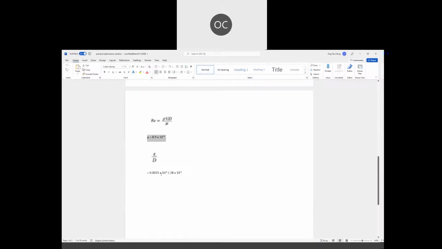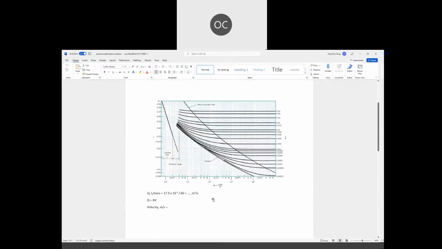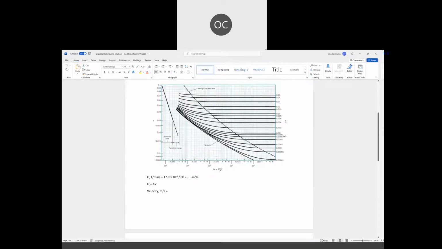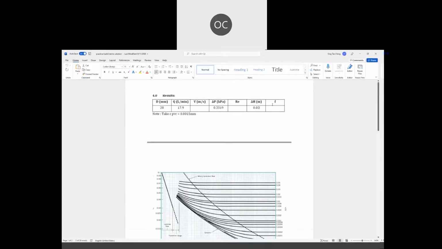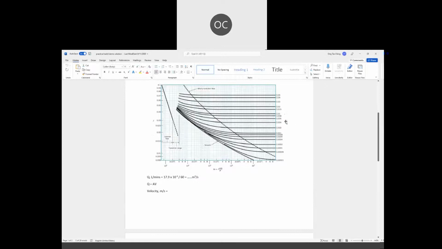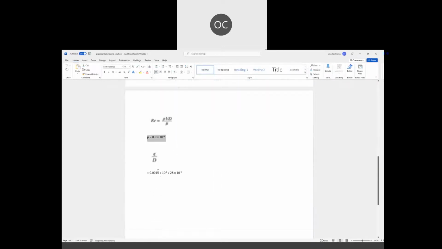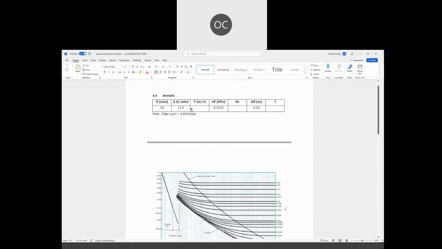The last one will be based on the E over D value. This will be the ratio for the pipeline, which we try to obtain so that you can put it in here. What value can you put in from here? The calculation will be like this. The value of E here is fixed for PVC, depending on the material, at 0.015, over D, which is 28.